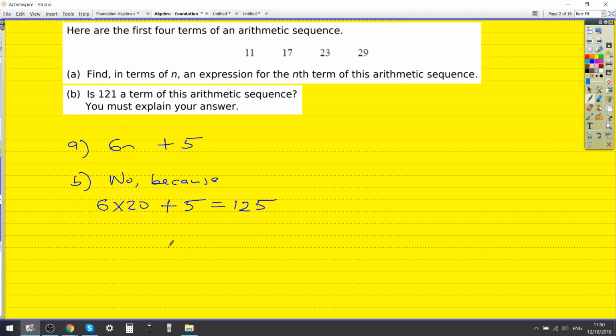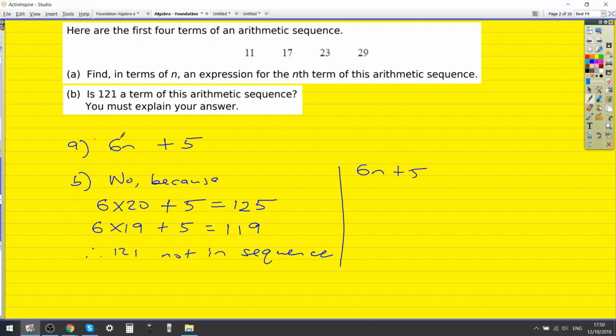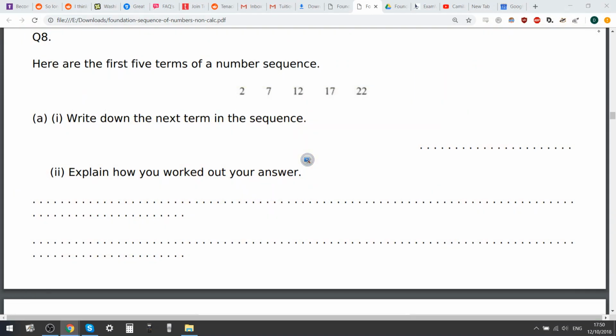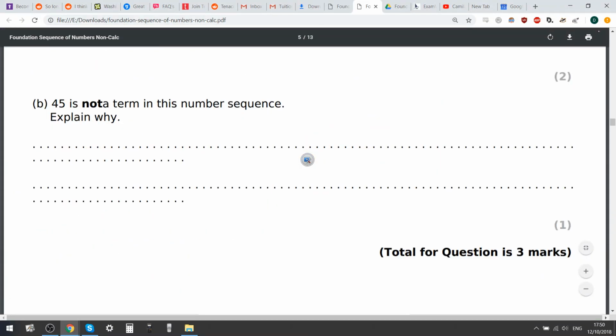And then 6 times 19 is 114, and 119 is in the sequence as well. So therefore 121 is not in the sequence. Yeah. Okay. Now remember, you can actually just do the whole 6n plus 5, which you got for part A, equal to 121, and then solve it and see if it's an integer or not. So you're not guessing.